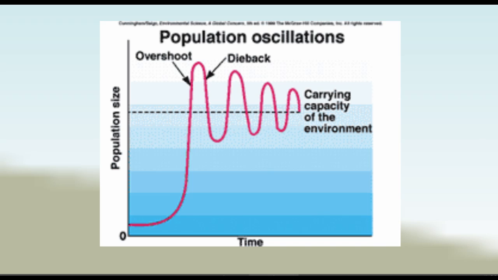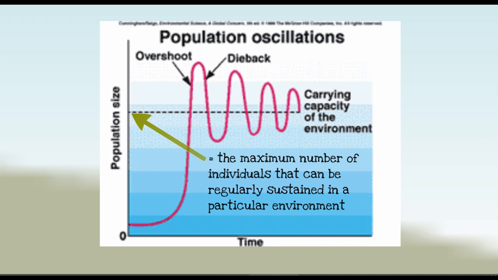The place at which you reach that steady population size is called the carrying capacity. And that's the maximum number of individuals that can be regularly sustained in a particular environment. So as I mentioned, we draw these nice smooth curves, but in reality, natural systems don't act exactly like this. And what we will more typically see is this kind of overshoot, dieback kind of oscillation around a carrying capacity.